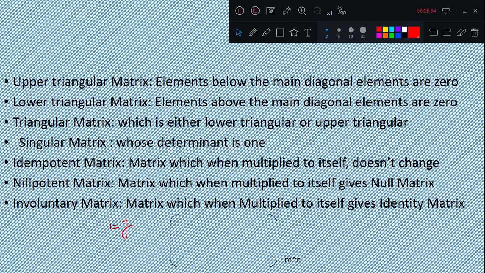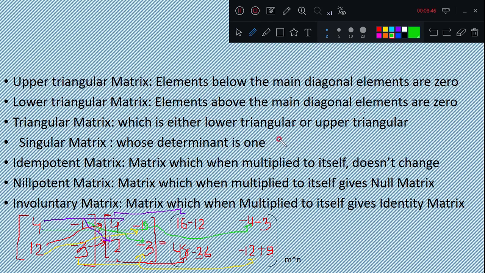Idempotent matrix is a matrix which, when multiplied by itself, does not change. Say, for example, I take an example. Sorry for making it a bit more complex, but it's not in real. I will show you how to multiply matrices in further videos. But here, talking about the idempotent matrix, say we have a matrix 4, minus 1, 12, minus 3, and when it is multiplied by itself, it will give this matrix.